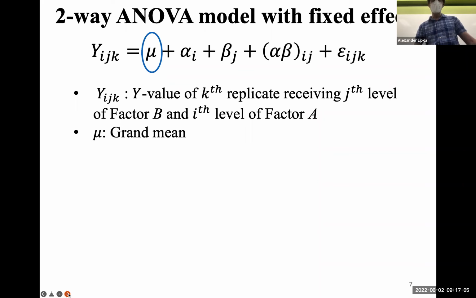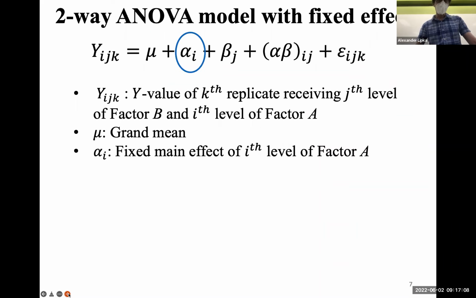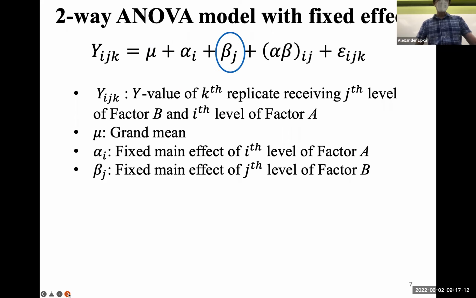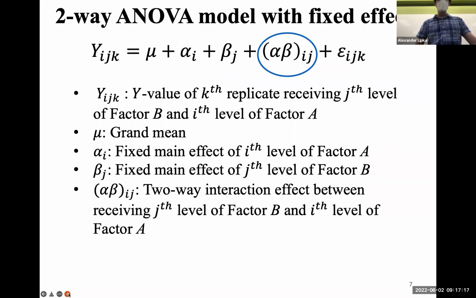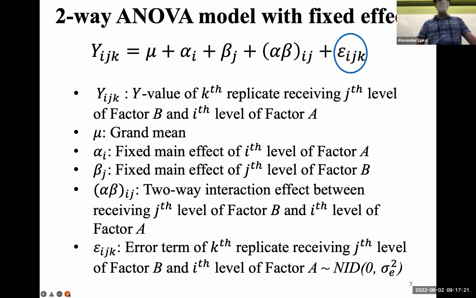level of factor B or level of factor A you're in. This is the main effect of the ith level of factor A. This is the main effect of the jth level of factor B. This is the two-way interaction effect between the jth level of factor B and ith level of factor A. And just like in simple linear regression, we had our error term, right? We also have a similar error term with a similar set of assumptions, okay? So any questions here?